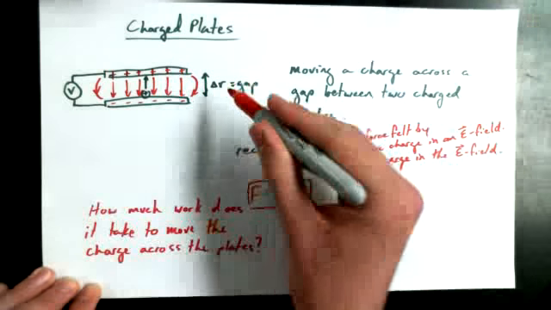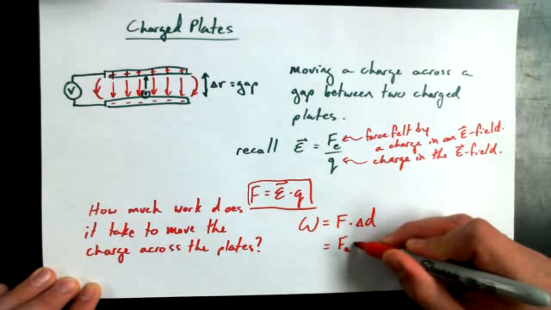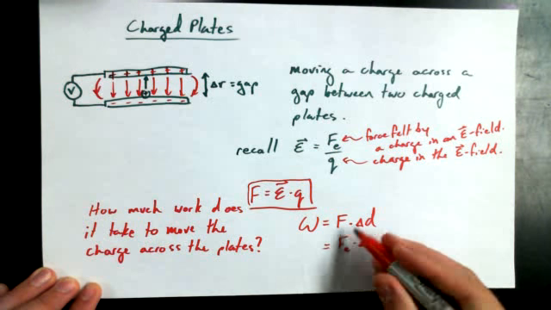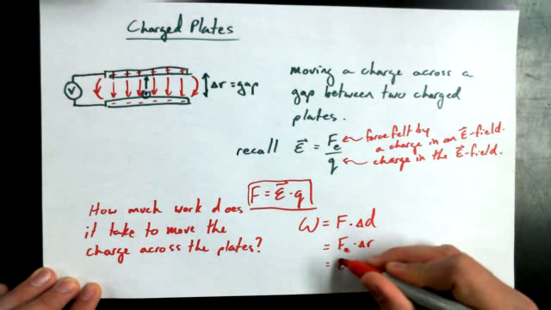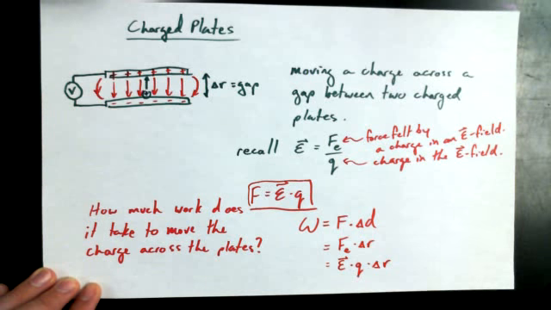Now we defined delta R as the distance between the plates, so we could rewrite this as Fe times delta R. We could also rewrite it so that we have Fe in terms of the electric field intensity and the charge, times delta R. So if I know the intensity of the electric field between these two plates, if I know the charge of the object I'm trying to move from one side of the plate to the other, and I know the separation of the plates, I can figure out how much work it takes me to move this object from one side of the plates to the other.